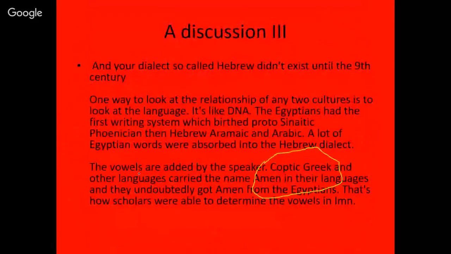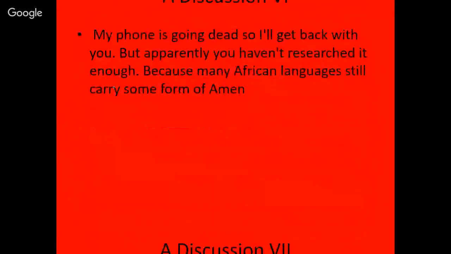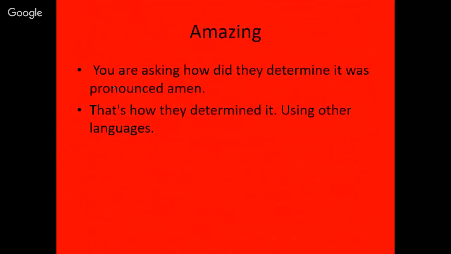What did the person say? Where's it at? Oh, and your dialect, so-called Hebrew, didn't exist until the 9th century. So, can a person say, brothers and sisters, that Egyptian was put into the Hebrew of old, then turn right around and have to speak about the Coptic Greek, brothers and sisters, and say that's how they determined it? Now, who, brothers and sisters, is they?